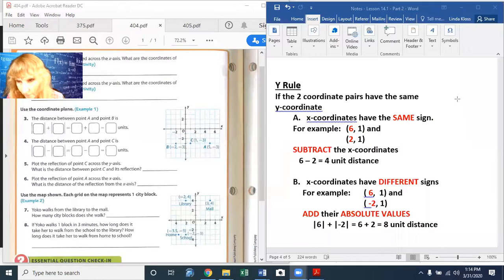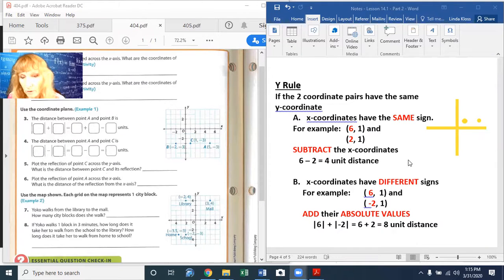Let's draw a little coordinate plane. And first point is 6, 1. So it's going to be somewhere around here. The other point is 2, 1. So it's going to be right here. And it should be in the same horizontal line. Best I can do. It should be on the same horizontal line this way across.